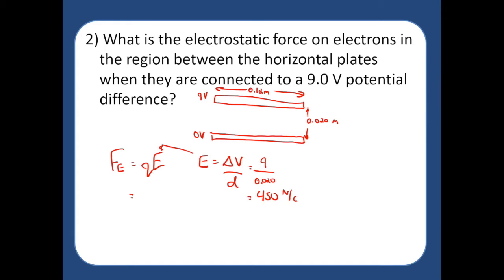We know that the charge of an electron is 1.6 times 10 to the minus 19. We know the field strength is 450 newtons per coulomb, and this is going to give us an electrostatic force of 7.2 times 10 to the minus 17 newtons.